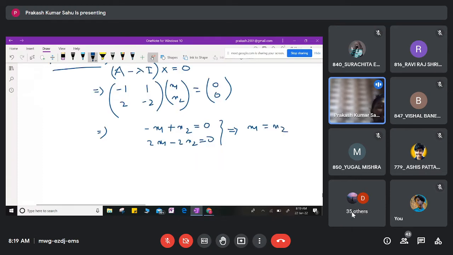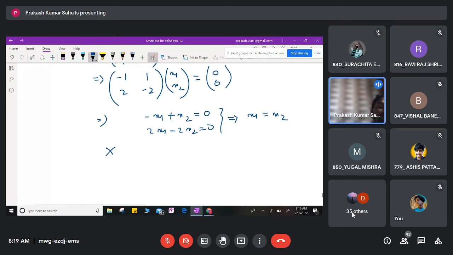If x1 is equal to x2, then the second eigenvector x1, x2 has both the same, so you write x1 and x1. Taking x1 common, this is 1 and 1. The second eigenvector is 1 and 1.